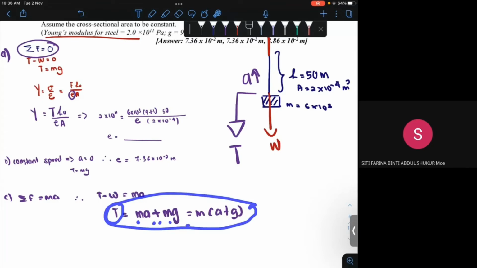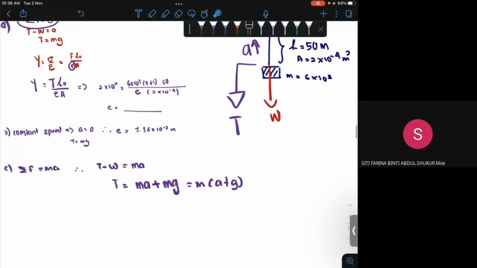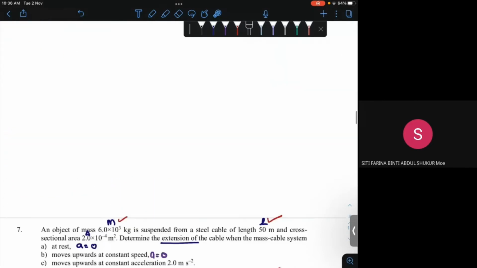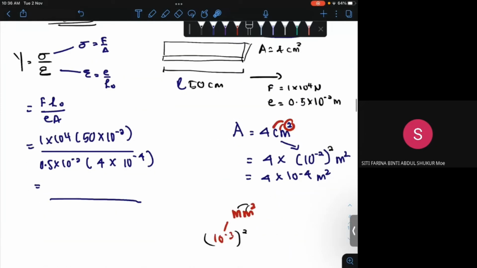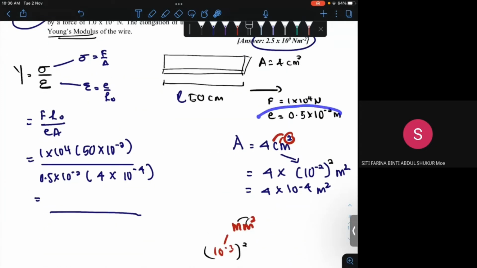Sebab tension itu berubah, maka elongation kita akan berubah juga. How much your object is going to elongate is going to vary. Because macam dalam soalan 4 tadi tu, dia cakap for this much elongation, you need this much of force. Okay, kalau force kamu berubah, maka nilai elongation akan berubah.